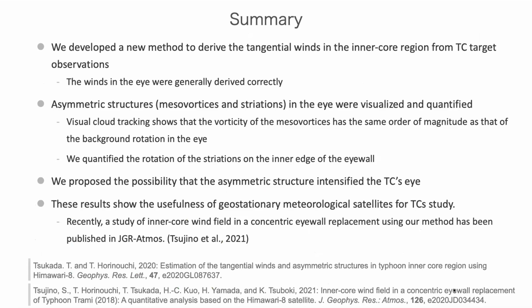This is a summary slide. We developed a new method to derive the tangential winds in the inner core region from TC target observations. The winds in the eye were generally derived correctly. Asymmetric structures in the eye were visualized and quantified. Visual cloud tracking shows the vorticity of the mesovortices has the same order of magnitude as that of the background rotation in the eye. We quantified the rotation of the striations on the inner edge of the eyewall. We proposed the possibility that the asymmetric structure intensified the TC's eye. This result shows the usefulness of geostationary meteorological satellites for TC studies.